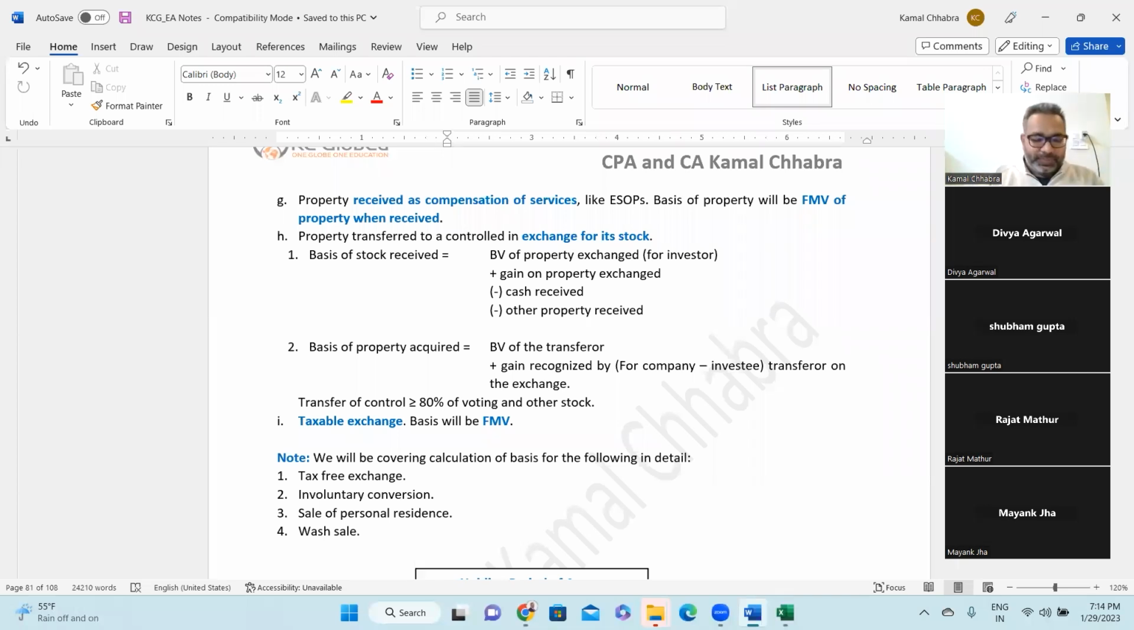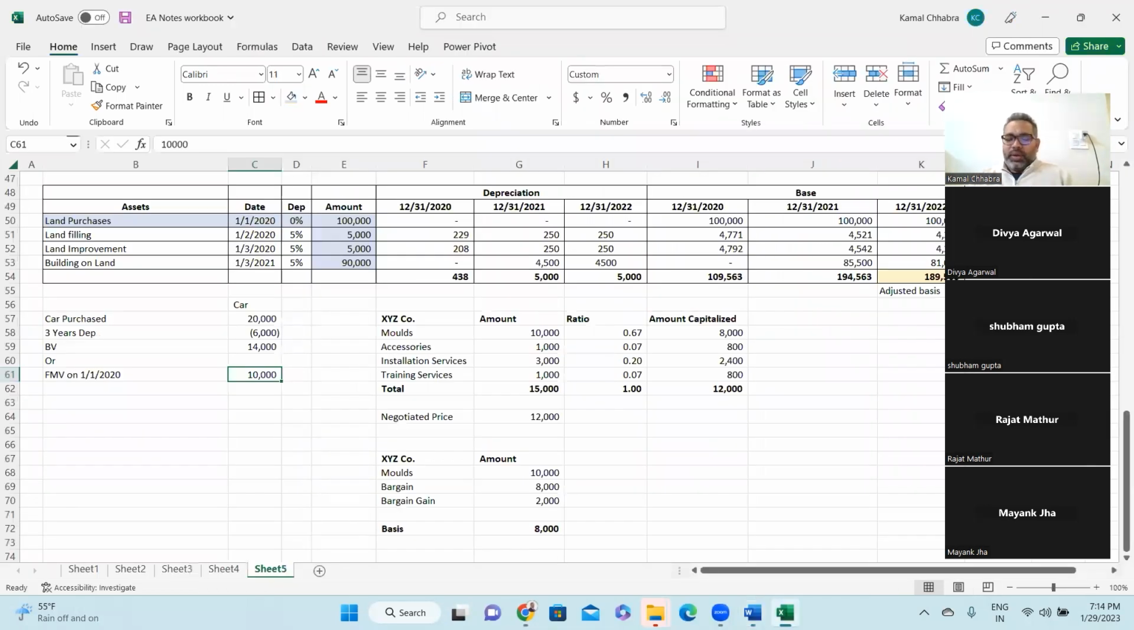So G point, property received as compensation of services. For example, let's assume you are a good employee and you are working with the company for a very long time, and now the company has given you a brand new Mercedes Benz S class, right?